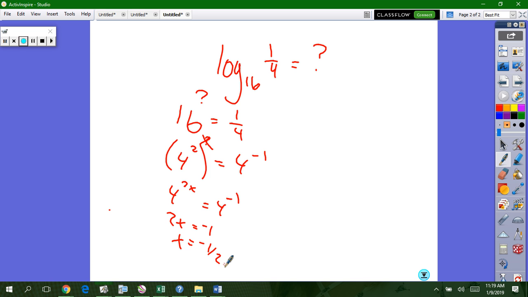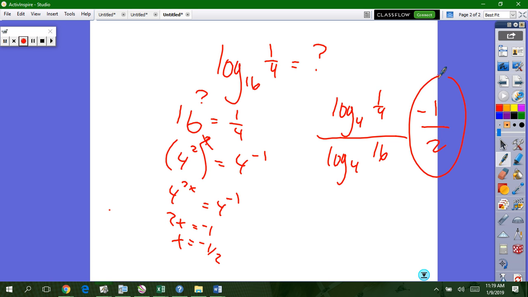I could do that. Look how many steps that is. Correct? Good. That's horrible, huh? Watch this. If I change this to base 4, how would I do this? Log base 4 of 1/4 over log base 4 of 16. 4 to what power is 1/4? 4 to what power is 16?